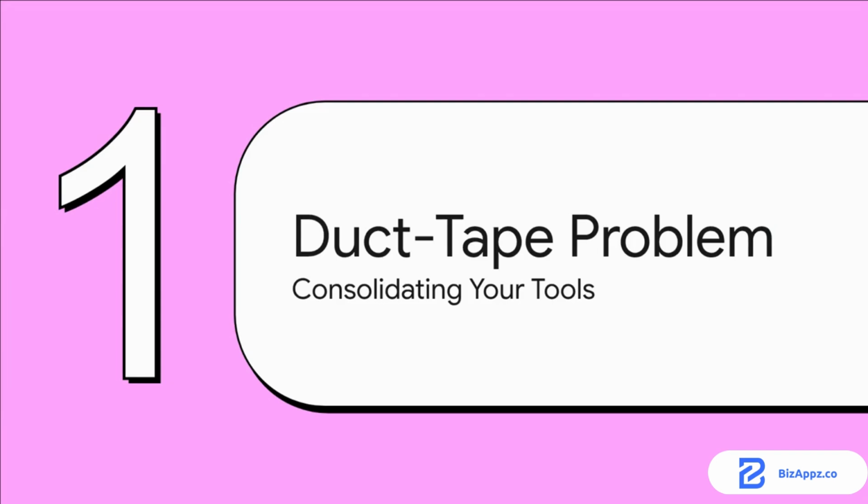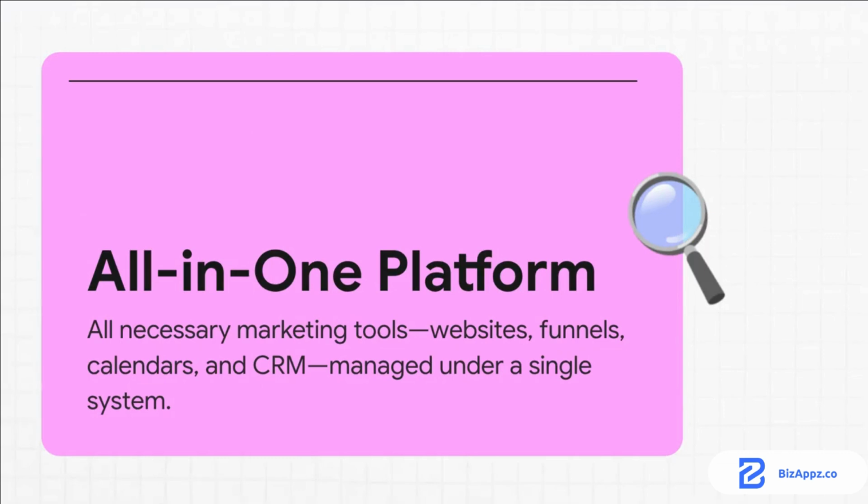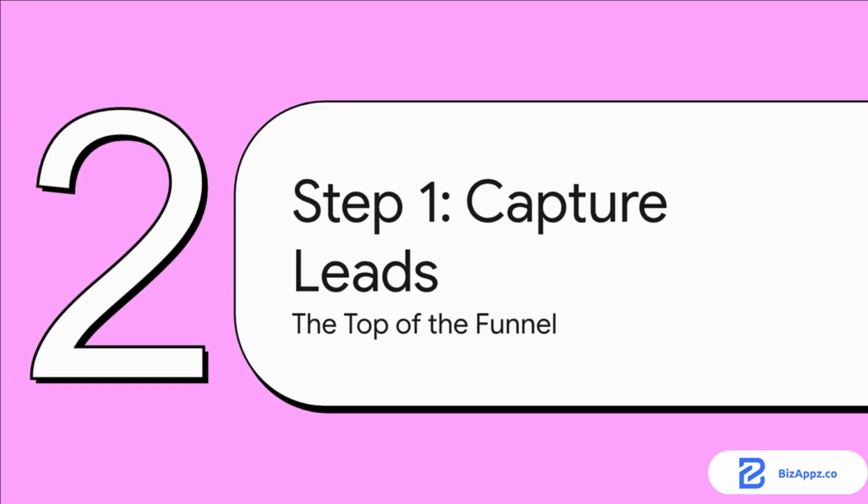Okay, first up, let's really dig into this duct tape problem and how GoHighLevel says they can solve it by bringing all your tools into one place. So what does all-in-one actually mean here? Well, we're talking about the whole shebang, everything from the stuff your customers see, like websites and funnels, all the way down to your internal tools, like your CRM and calendars. The key idea is that these things are built to work together from the start, so you can just forget about all those integration headaches. And that brings us to the very first step in their system: capturing new leads.